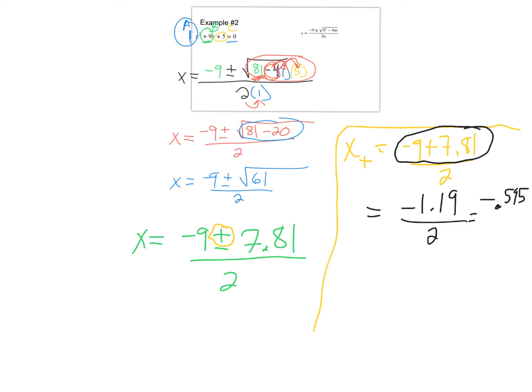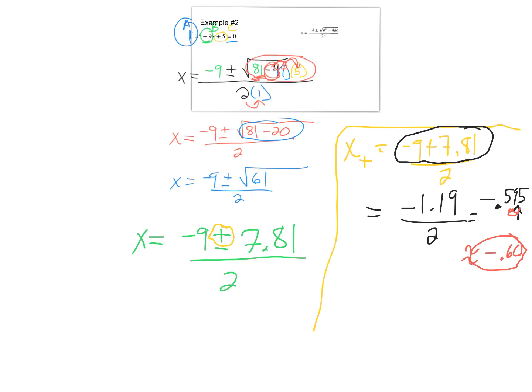Okay. Now normally with me, I know the directions say round to 2 decimal places, but usually I say if it stops after 3, I would keep it. But again, technically, if the directions say round to 2 places, you would have -0.60. Okay, because the 5 would say to round up.